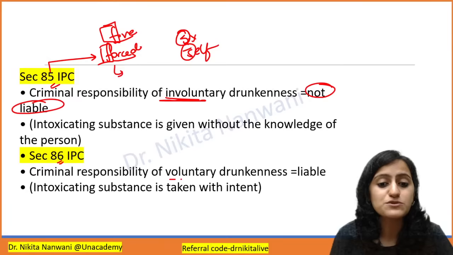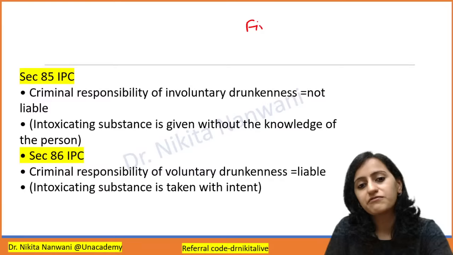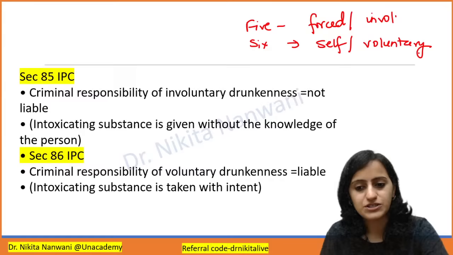That means voluntary drunkenness, criminal responsibility of voluntary drunkenness. That person is liable. So the intoxicating substance is taken with intent, that is voluntary, that is self. So the trick to remember: 85 is forced intoxication, that is basically involuntary, and 86 is self-intoxication, that means it is your voluntary intoxication, right? That's your voluntary intoxication. Then you have your 90 and 92, which are very, very important.